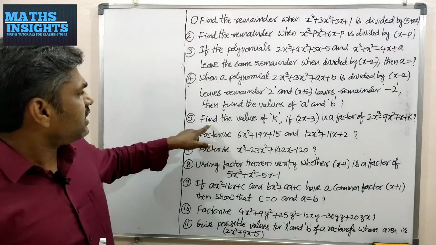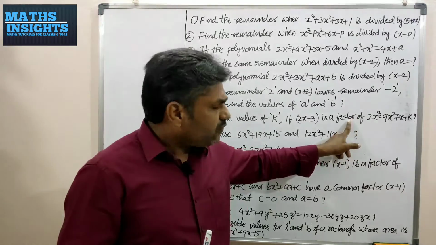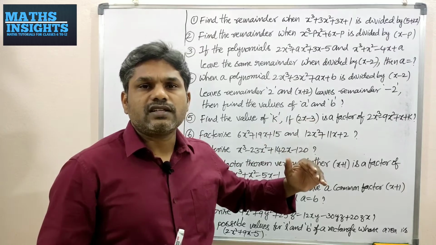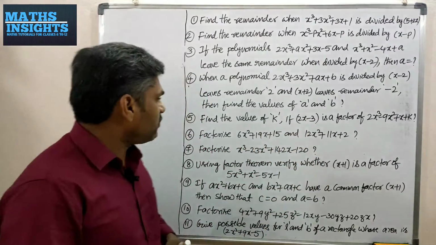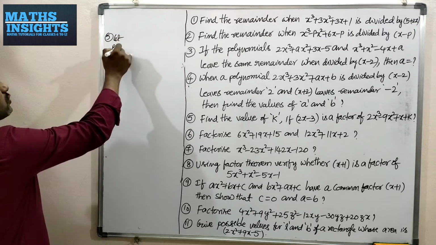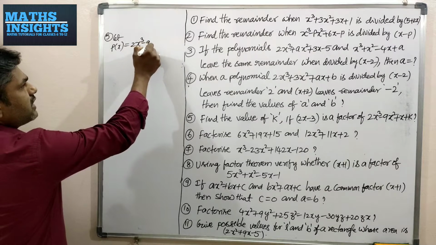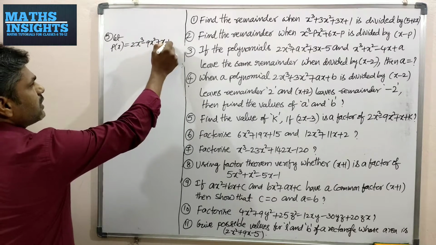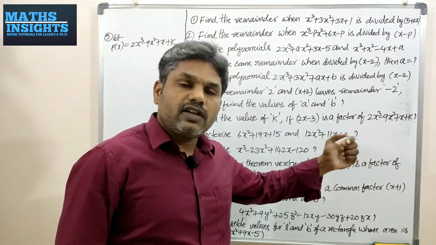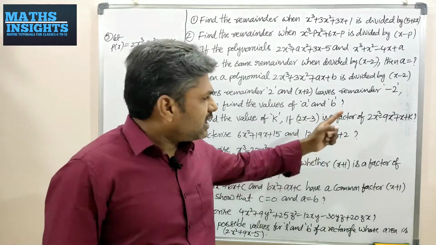So they are clearly saying find the value of k if it is a factor. If you see the term factor, then you have to understand that the remainder is 0. Therefore, as usual, let p of x be equal to 2x cube minus 9x square plus x plus k. They are saying that 2x minus 3 is a factor. That means if you substitute x equals 3 by 2, the remainder is 0.